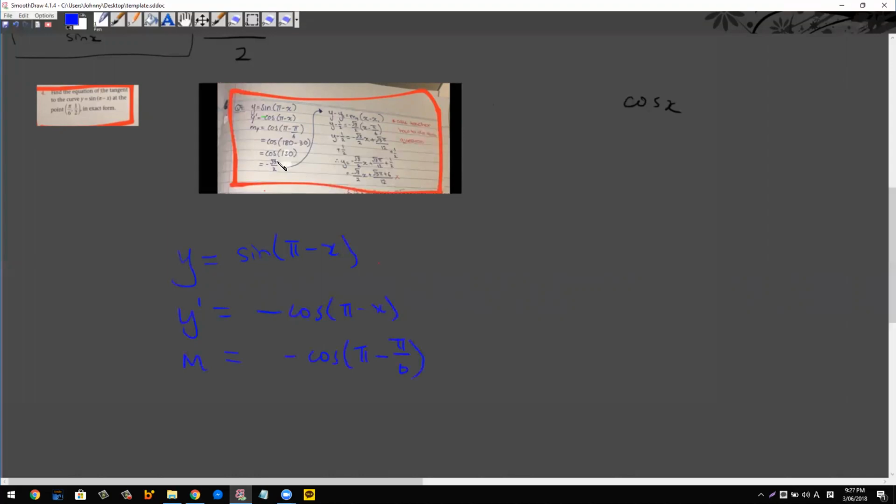So assuming that this is, yeah, it should be positive root 3 on 2. So if you plug that in, then y minus 1/2 equals positive root 3 on 2 times x minus pi on 6. So this is the answer. You just have to simplify this. Okay, sure. Thanks for that.